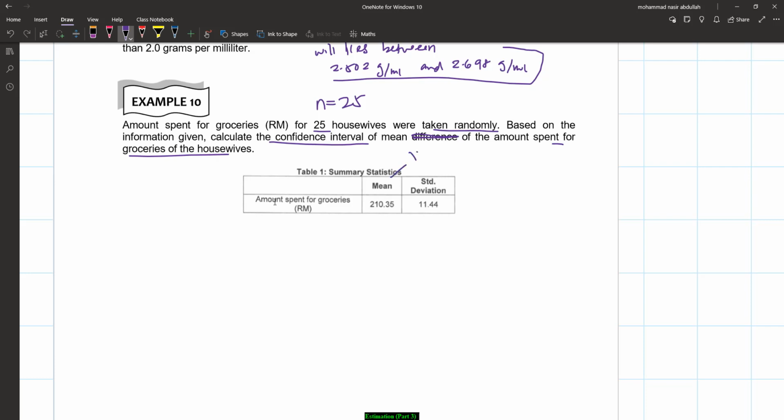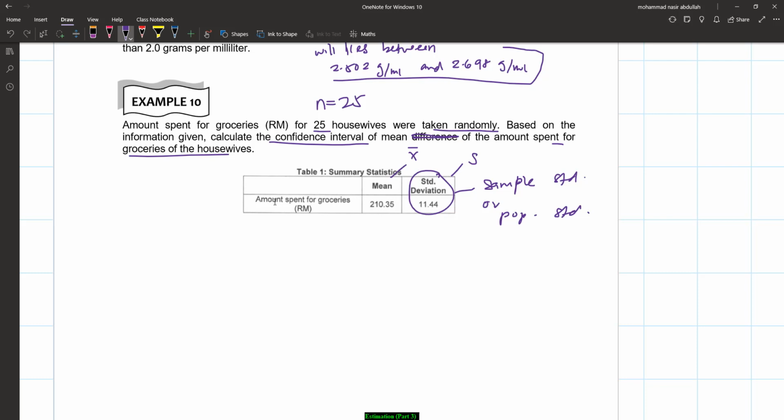So we know that the mean, x bar, is equal to 210. The standard deviation is equal to 11.4. We need to understand whether this is the sample standard deviation or the population standard deviation. We want to justify this because we want to choose whether to use the Z distribution or the T distribution.